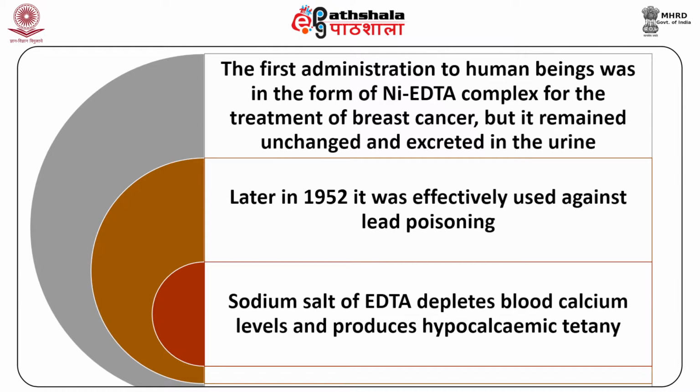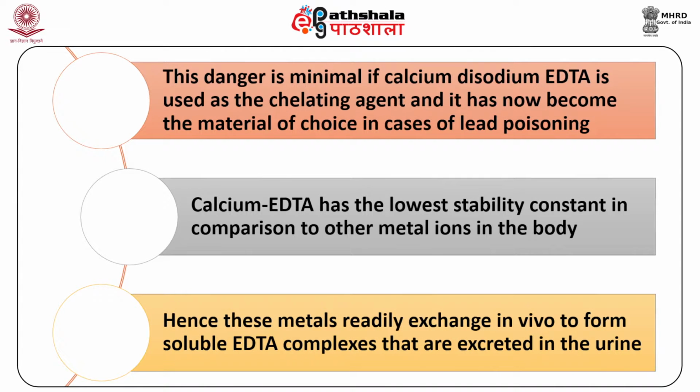The first administration to human beings was in the form of nickel EDTA complex for the treatment of breast cancer, but it remained unchanged and was excreted in the urine. Later in 1952, it was effectively used against lead poisoning. Sodium salt of EDTA depletes blood calcium levels and produces hypocalcemic tetany. This danger is minimal if calcium disodium EDTA is used as the chelating agent, and it has now become the material of choice in cases of lead poisoning.